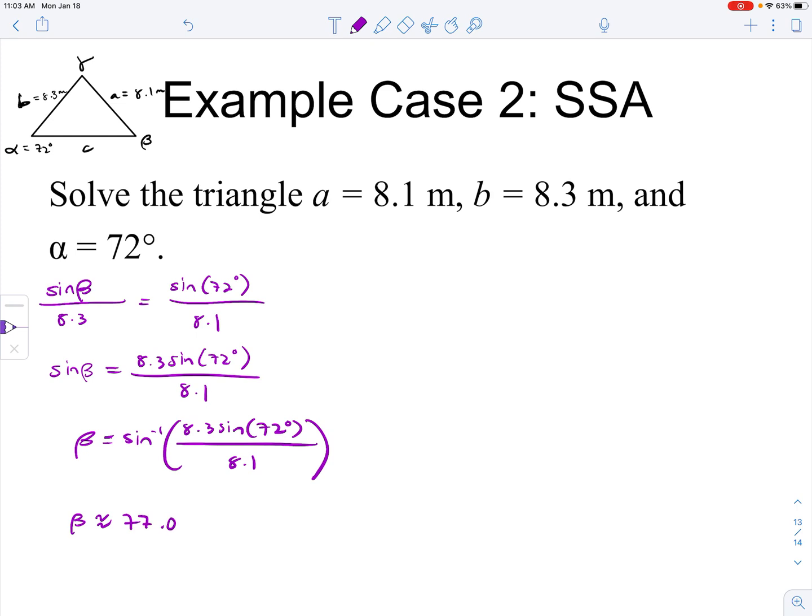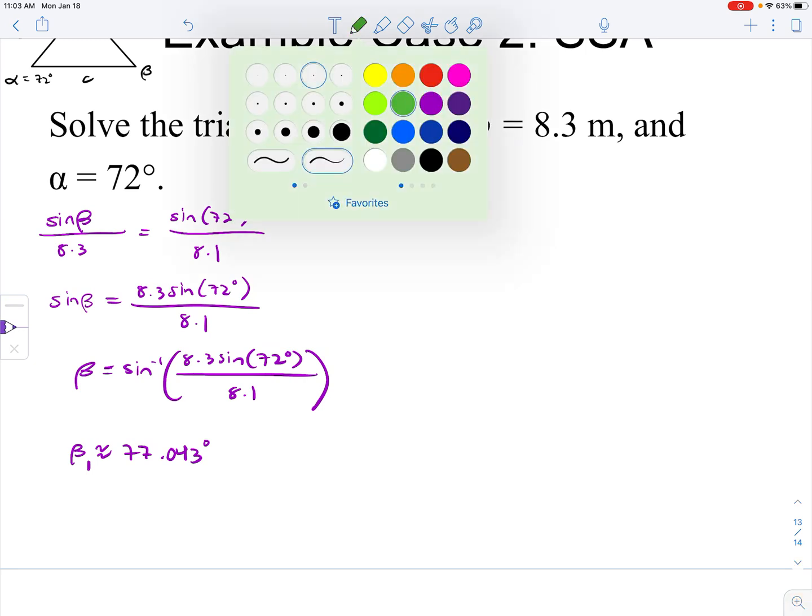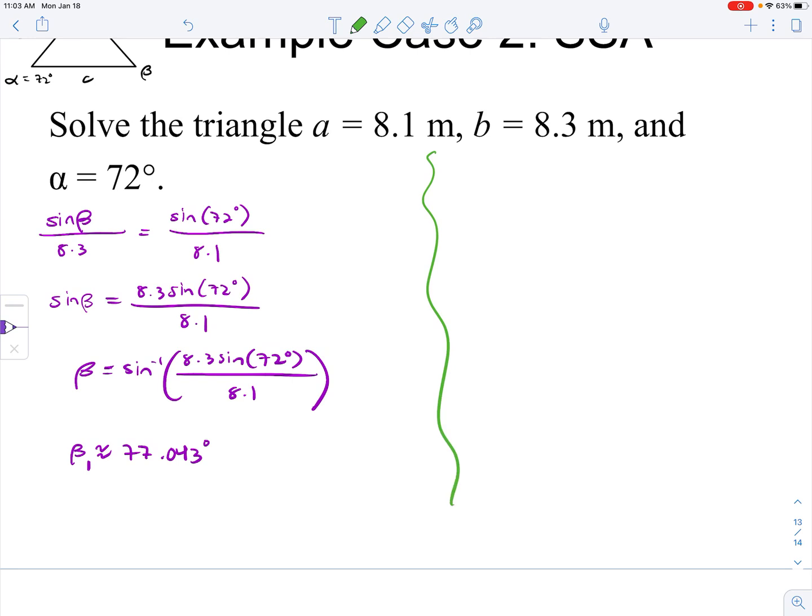So if you type that into your calculator, you'll see that beta is approximately 77.043, which, remember, inverse sine of that positive ratio is always going to be an angle from quadrant 1. We're going to treat that as beta sub 1, like beta for triangle 1, and pretend there's now a second triangle. Here, I'll even switch colors.